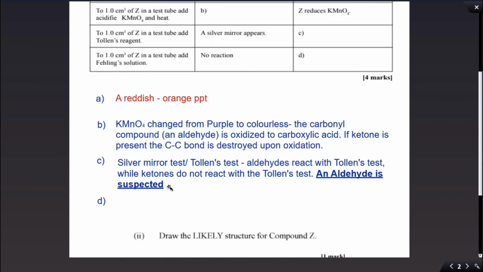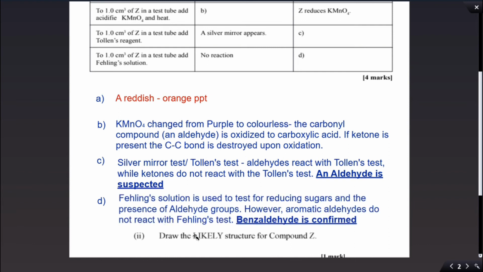Now, all aldehydes would react with Fehling's solution, with the exception of aromatic aldehydes. Ketones do not react with Fehling's solution. So we definitely know that the compound is not a ketone.